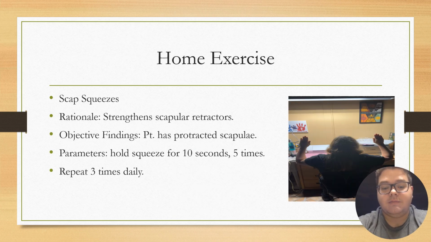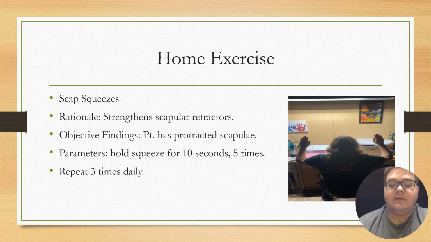All right. Next up is the home exercises. The main one that I chose to present on the day was scap squeezes. The objective finding that led me to choose this was the patient presenting with protracted scapulas. She had rounded shoulders, which wasn't contributing well to her posture. It's causing more kyphosis. So we've got to strengthen those scapular retractors, which is why I chose scap squeezes. That would help with retracting those shoulders back and preventing that postural issue.